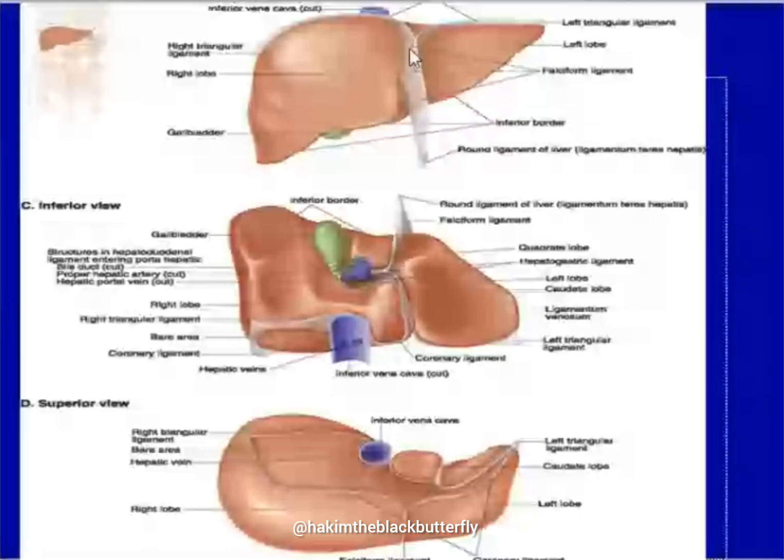Within the falciform ligament, we have the round ligament of the liver, or ligamentum teres hepatis, running through the deep aspects of the falciform ligament, moving towards the liver. So within this falciform ligament, you have the ligamentum teres hepatis, or the round ligament of the liver. This is coming from the umbilicus, and it is connecting to the liver. So what is this round ligament which is running through the falciform ligament?